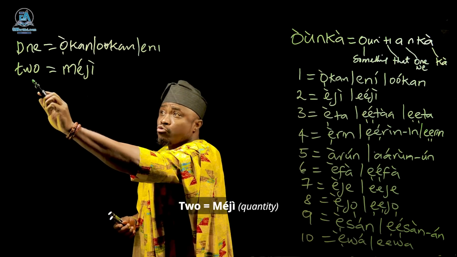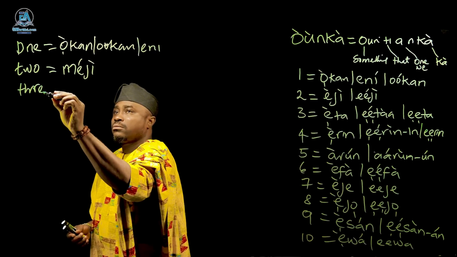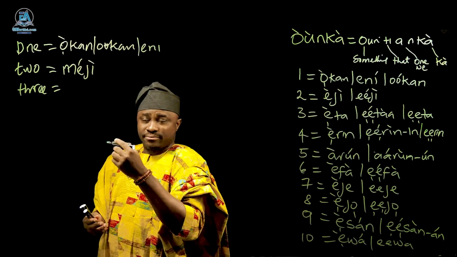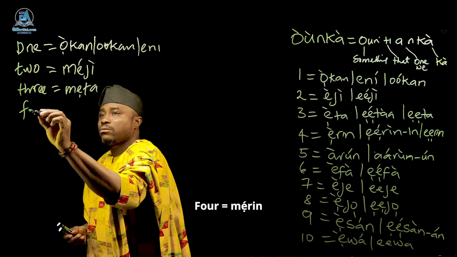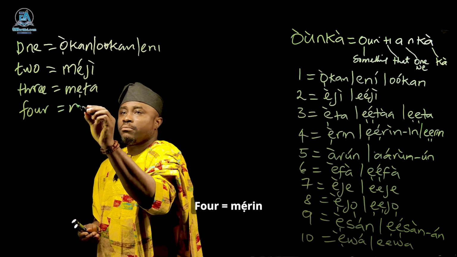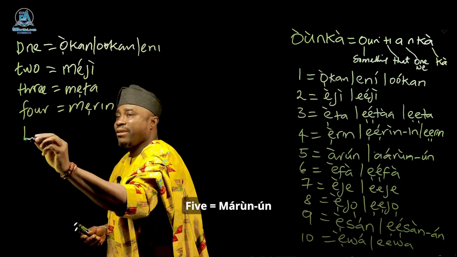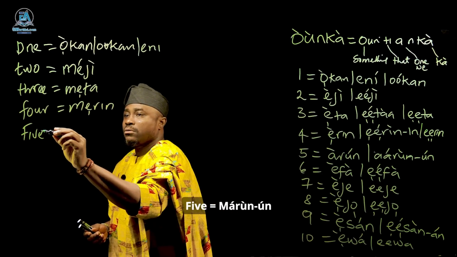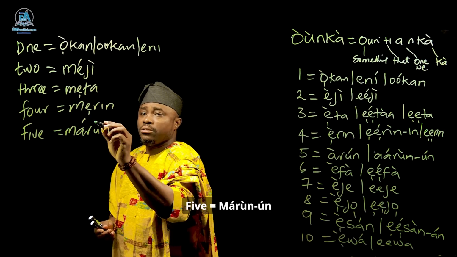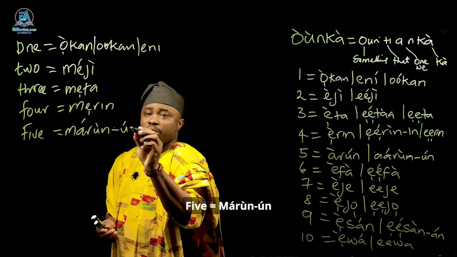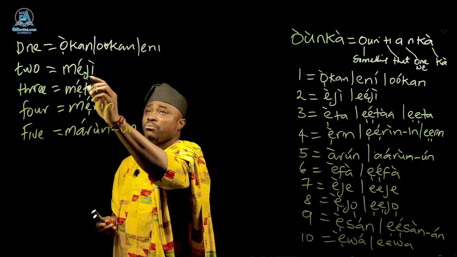That's why you could have two, méjì. So three will become what? Mẹ́ta. Four will become mẹ́rin, mire. Then five will become márùn, mídò, mí, márùn, mẹ́rin, mẹ́ta, méjì.